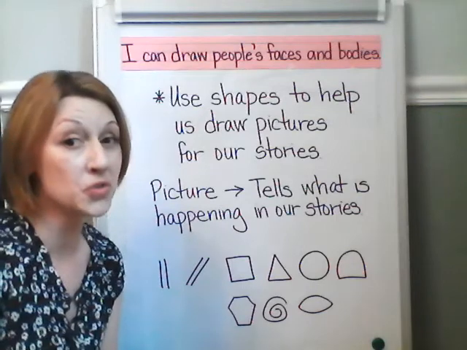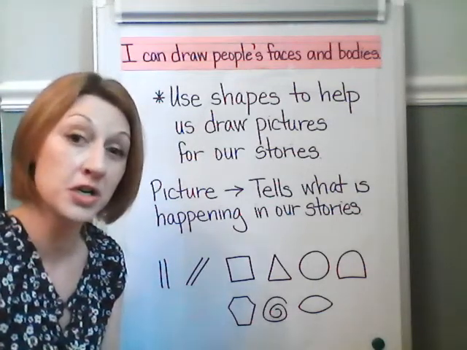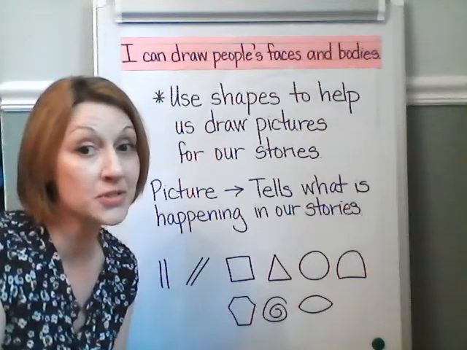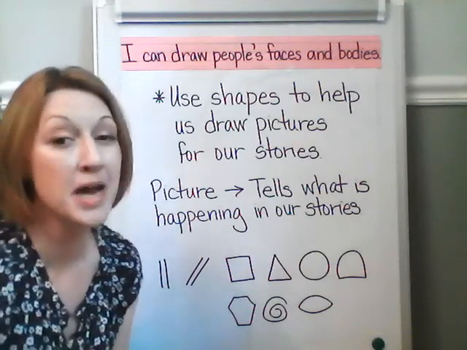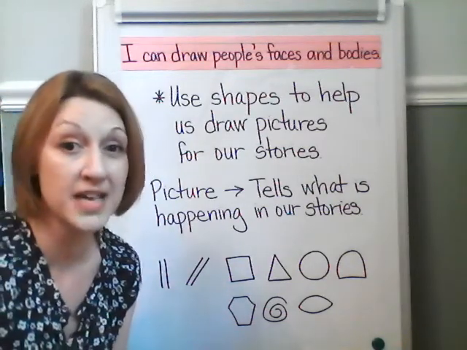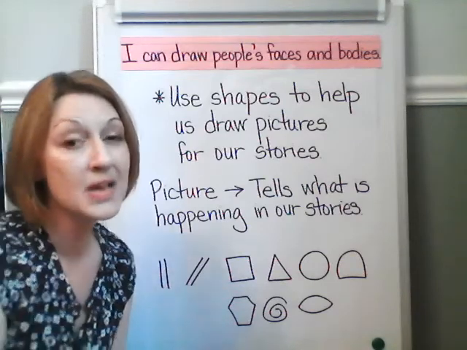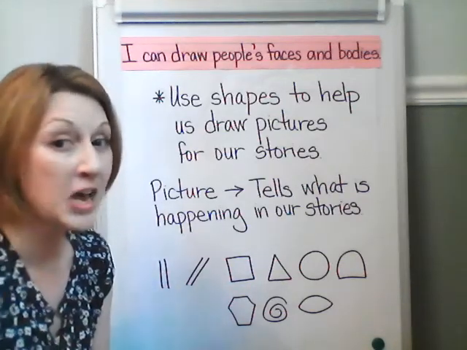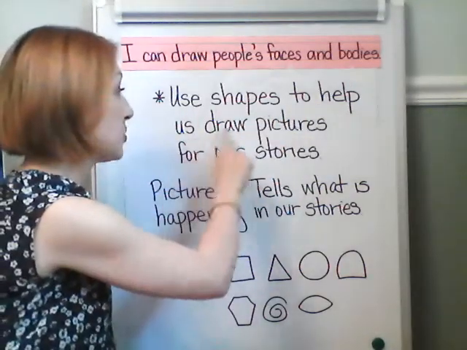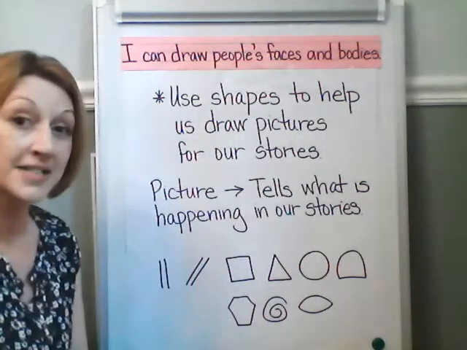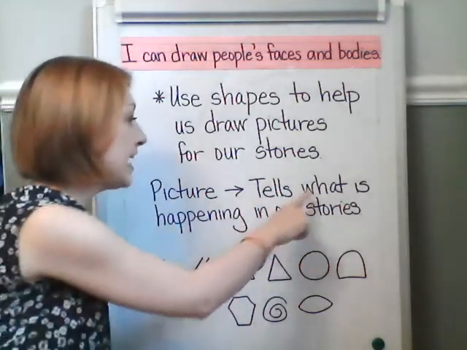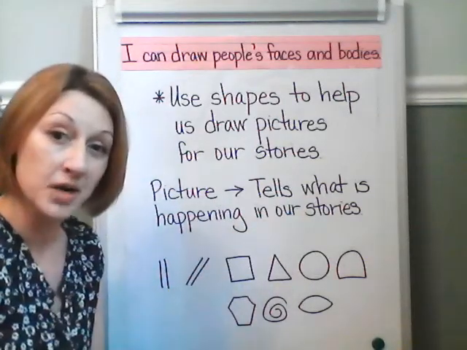When you're writing a story and drawing a picture to go with your story, it's important to add details. One of those details might be when you're drawing people, and you want to be able to draw their faces and their bodies. Something that you can do to help you out is that we can use shapes to help us draw pictures for our stories. And did you know that a picture tells what is happening in our stories?